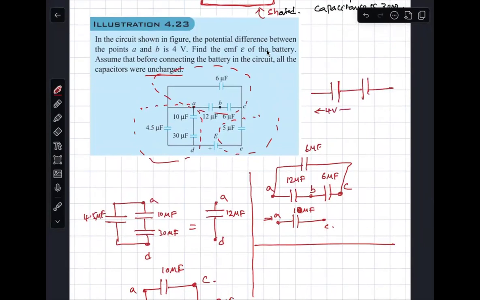You said 4 volts here. This is a 12 microfarad, and this is a 6 microfarad. Here 12 microfarad, 4 volts means charge is CV, 48. It should be the same charge at 6 microfarad because they are in series. So which means how much? 48 by 6, 8 volts. Now I have understood one point.